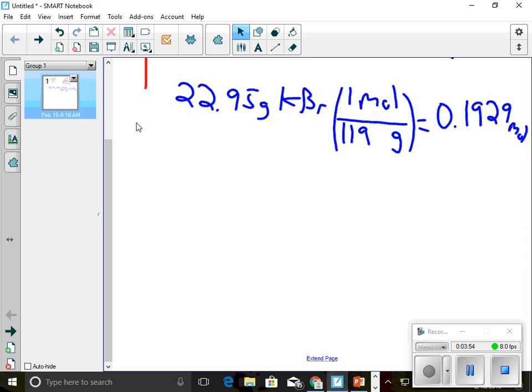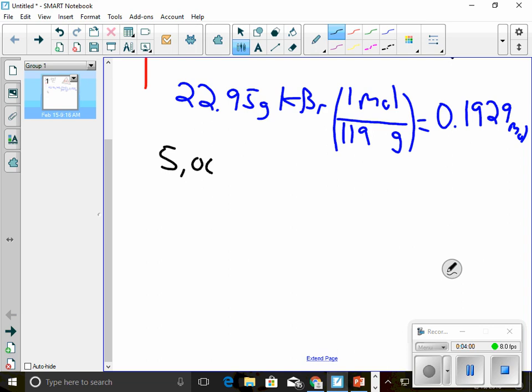I also need my number of liters of solution. I'm not given liters. I'm given milliliters. So Kaylee suggested I convert grams to moles to get moles. I can convert milliliters to liters. What's the relationship between milliliters and liters? What numbers do I put in this conversion?